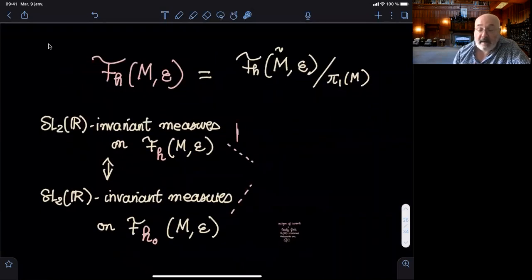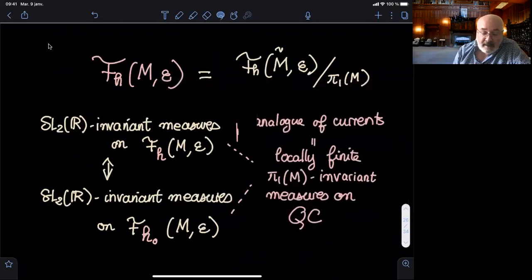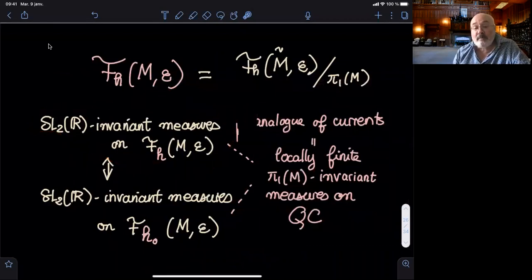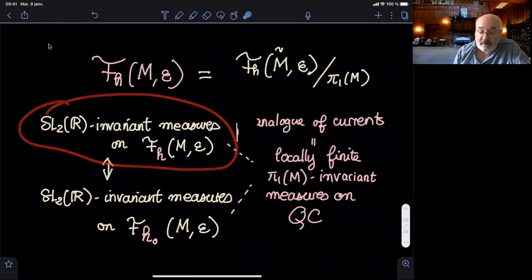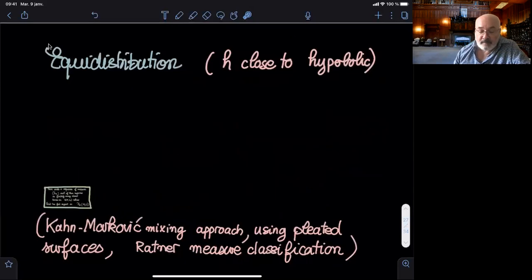Now it's not very difficult to show, using an analog of this Bonahon current, that you have a nice homeomorphism between the space of SL2R-invariant measures on this space when the metric is close to hyperbolic, and those for the metric which is hyperbolic. This is done by using an analog of this current, which is going to be a locally finite measure on the space of circles. So you have a bijection between measures here and measures here.